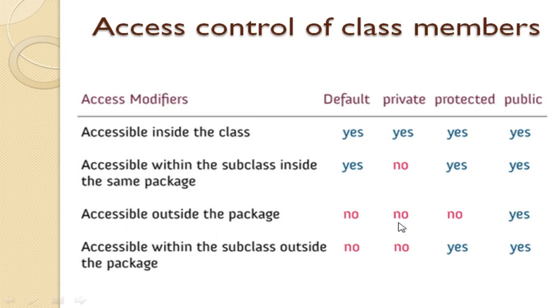Accessible outside the package: default, private and protected are not used anywhere outside the package, except the public access modifier. Accessible within the subclass outside the package: here it is a subclass, that is, an inherited class. So protected and public alone are accessible within the subclass outside the package. That is, from package 2 you can access protected and public access specifiers. Default and private cannot be used. So you can observe this table and the previous slide and understand the concept.